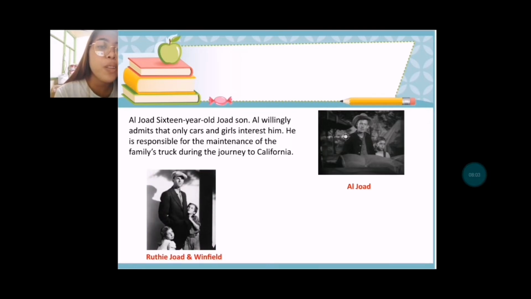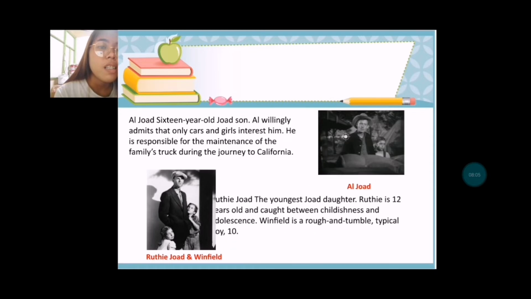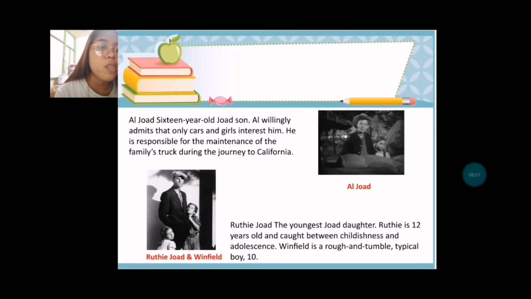Next, Ruthie Joad and Winfield. Ruthie Joad is the youngest Joad daughter. Ruthie is 12 years old and caught between childishness and adolescence. Then, Winfield is a rough-and-tumble typical boy at the age of 10.